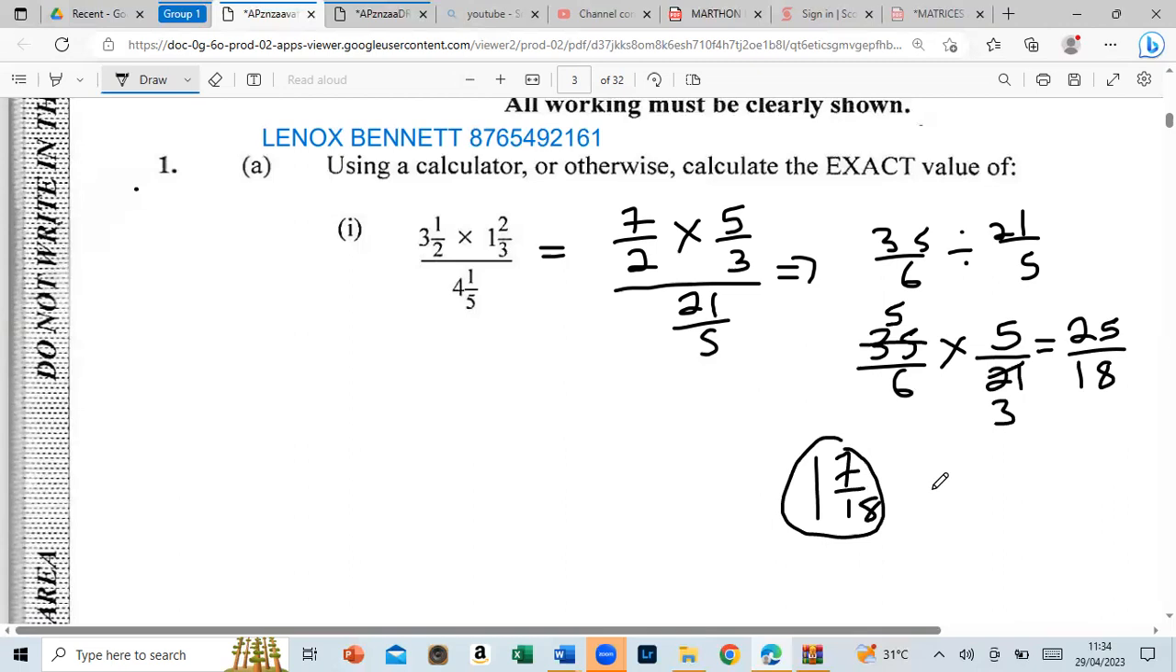Did you guys get this correct? Be honest, guys. Are you trying it or are you just watching? Guys, you have to try if you want to pass maths. Let's go, let's move on.